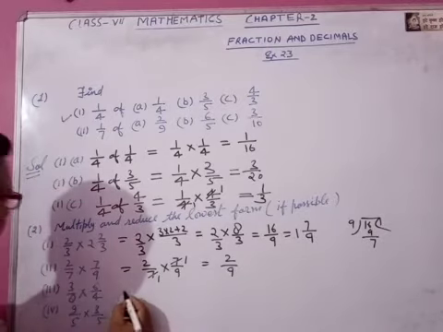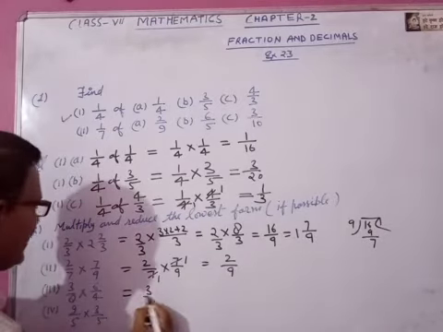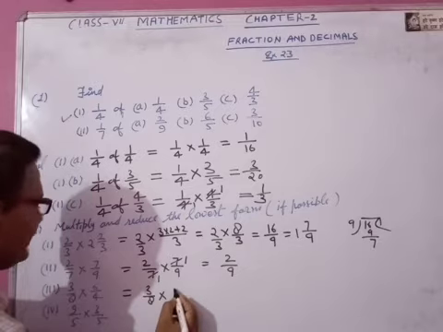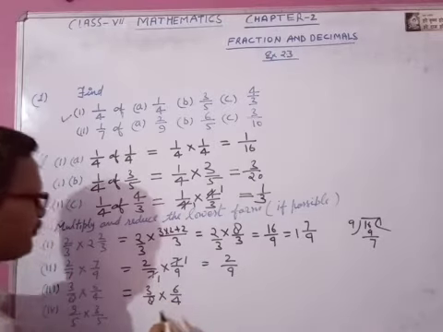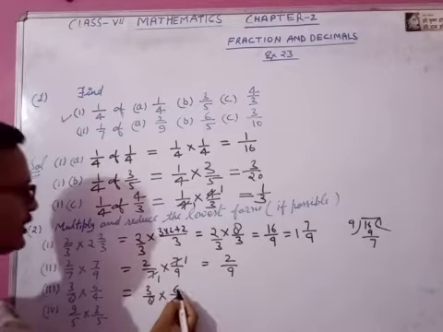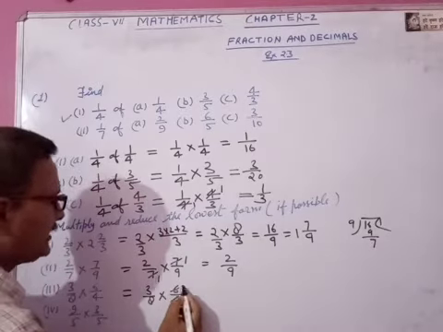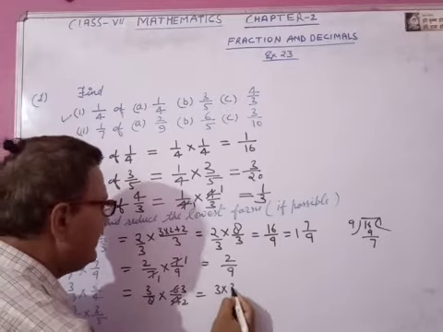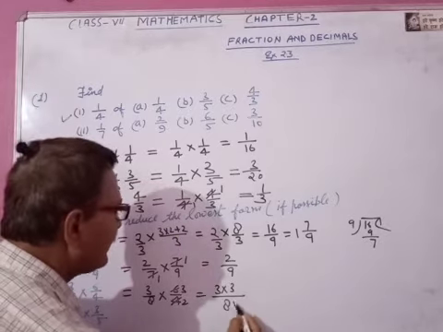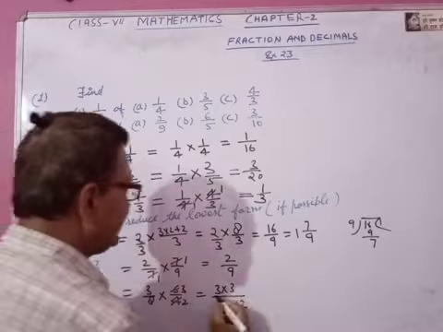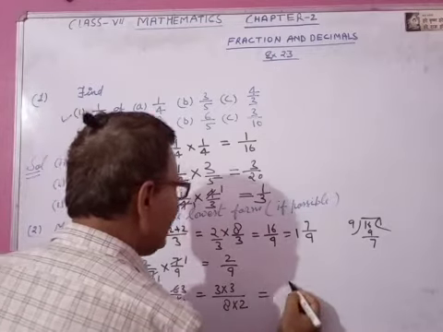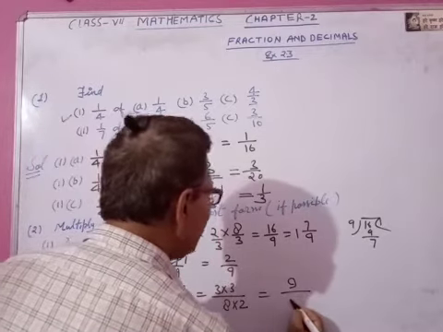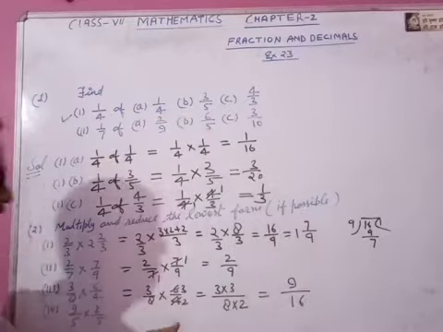And now the third part is 3 upon 8 multiplied by 6 upon 4. You can reduce it into lowest form. 2 threes are 6, 2 twos are 4. Now it is 3 multiplied by 3 upon 8 multiplied by 2. 3 multiplied by 3 is 9, and 8 multiplied by 2 is 16. This is the solution.